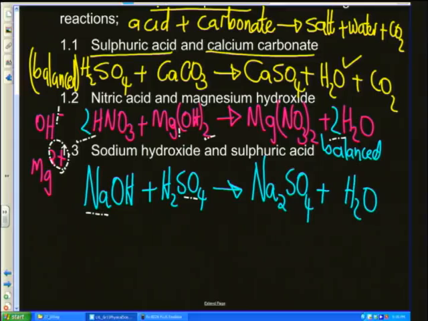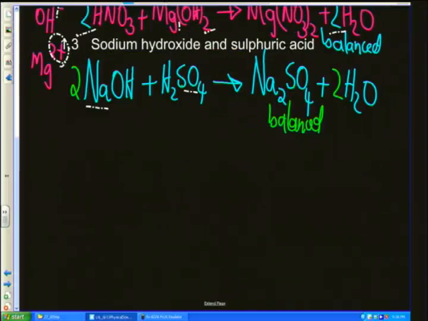Then balance the chemical equation. I've got one sodium on the left and two sodiums on the right, so I will need to put a 2 there so that the sodiums can be balanced out. Let me check the hydrogens. I've got 4 on the left, then I will need to put a 2 there so that I have 4 on the right as well. Sulfur, I've got 1 on the left, 1 on the right, I'm fine. Oxygens, now I've got 2 plus 4, 6. I've got 4 plus 2, 6 on the right, so it is then balanced.